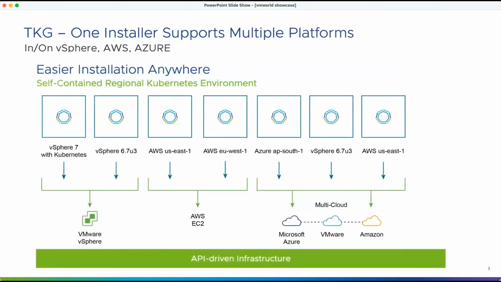With TKG, we provide a GUI-based installer with one installer that supports multiple platforms. So the same graphical user interface, regardless of whether that is vSphere, AWS, or Azure, which are the platforms that we support today. With vSphere, we support both vSphere 7 with Kubernetes and vSphere 6.7 U3 with TKG on vSphere. vSphere 7 with Kubernetes integrates TKG into the ESXi hypervisor and allows you the ability to manage that through vCenter, just like you would manage your virtual machine infrastructure today.